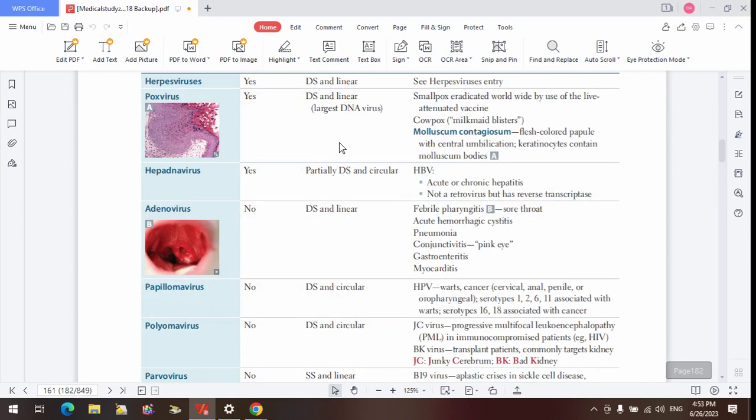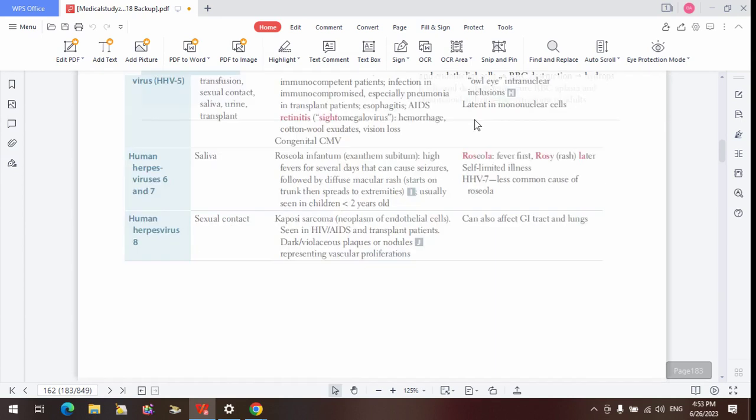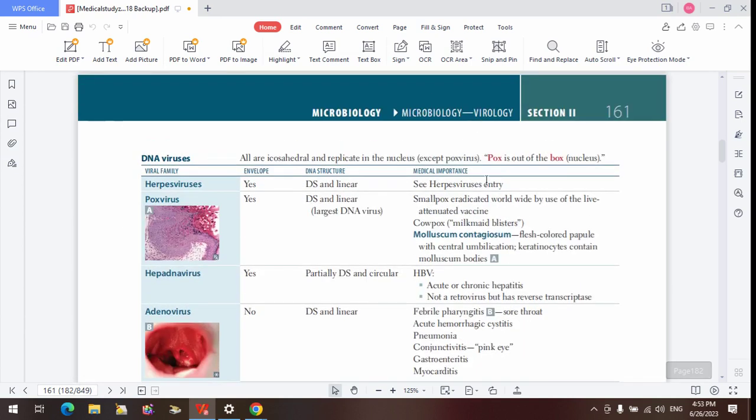So let's start going to the pathologies. So these are the DNA viruses again. We are looking at them again. The herpes viruses, we are going to talk about them one by one later. They're about 7 or 8. Yeah, 8, they are 8 actually. So that's that about the herpes. They are one of them.